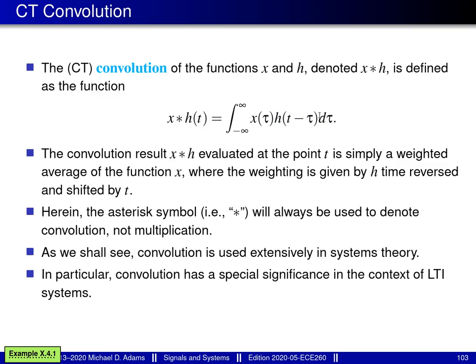Now when we're performing the integration, because we're integrating with respect to tau, this means that as far as the integration is concerned, t is a constant and tau is the variable. So what we have here, h of t minus tau, because tau is our independent variable, corresponds to a time transformed version of the function h, where h of t minus tau corresponds to taking our function h and first time reversing it, and then shifting it by t.